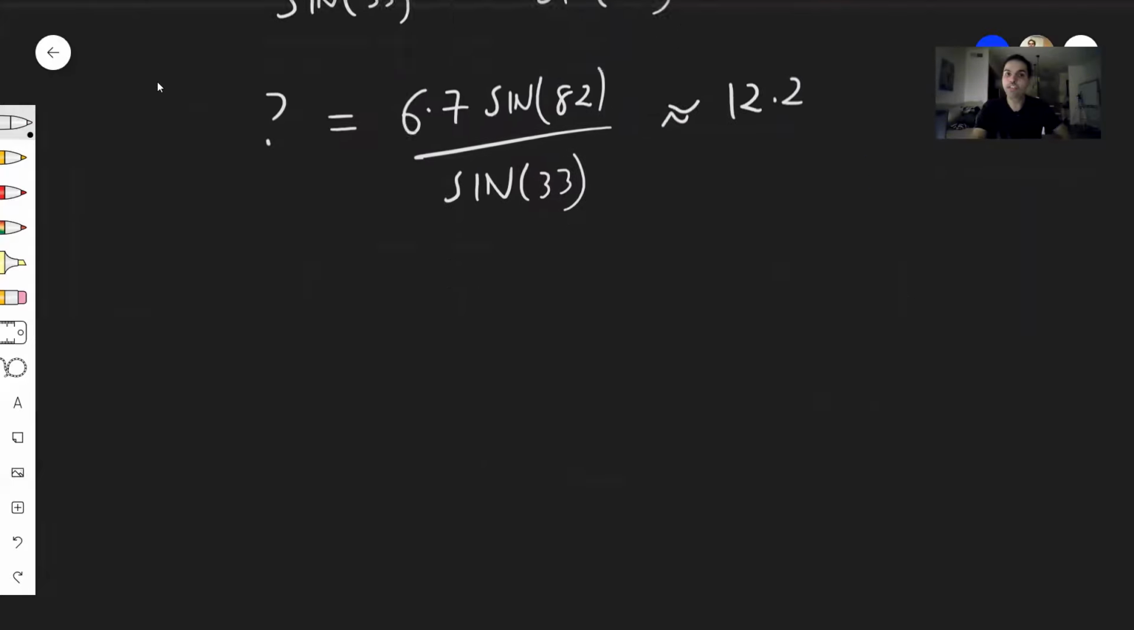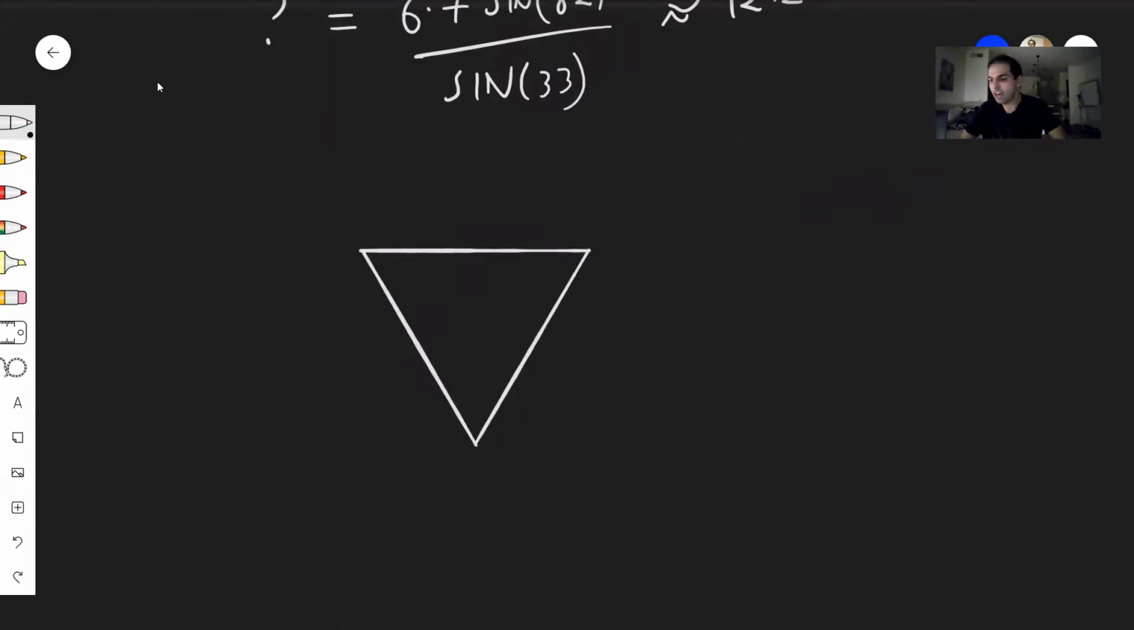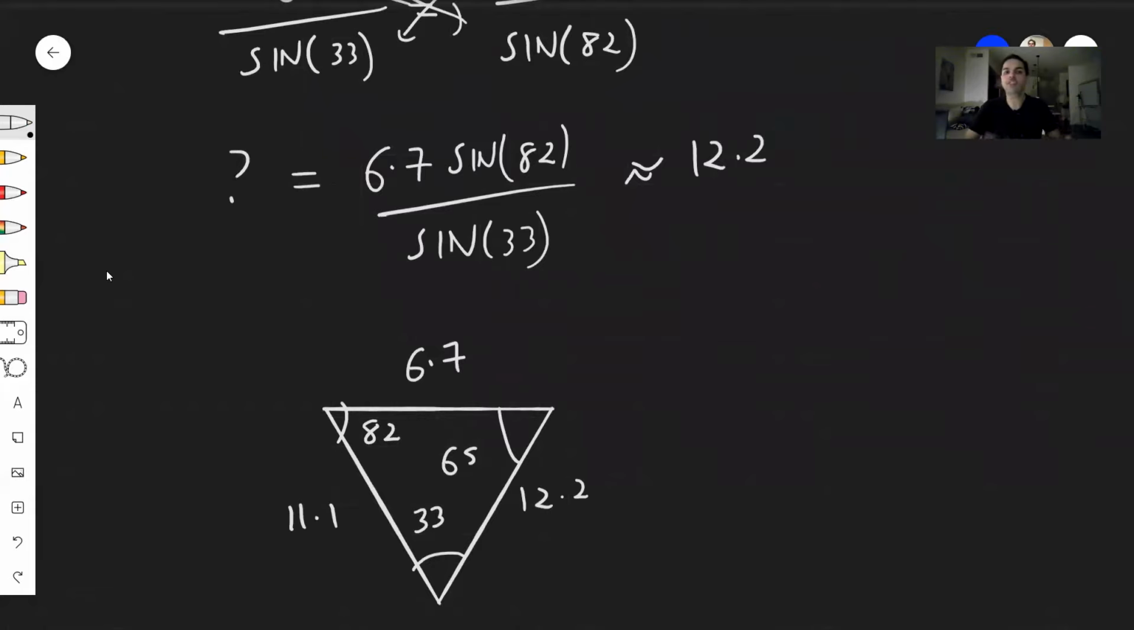So in the end, we get the following triangle. This angle was 33, this was 65, this we found 82, and then this side was 6.7, this is roughly 11.1, and that's roughly 12.2. So you see, the law of sines is very useful once we know an angle of a triangle and we know some of its sides.